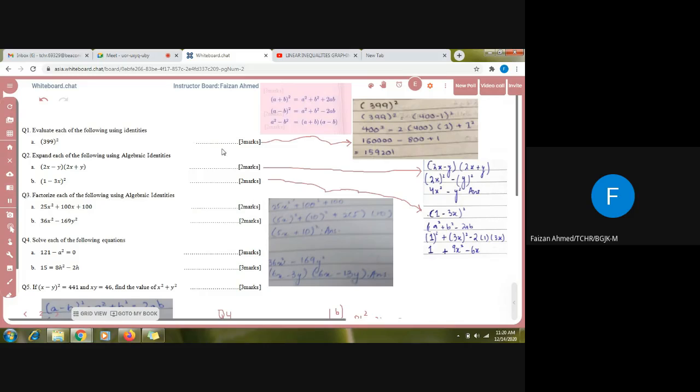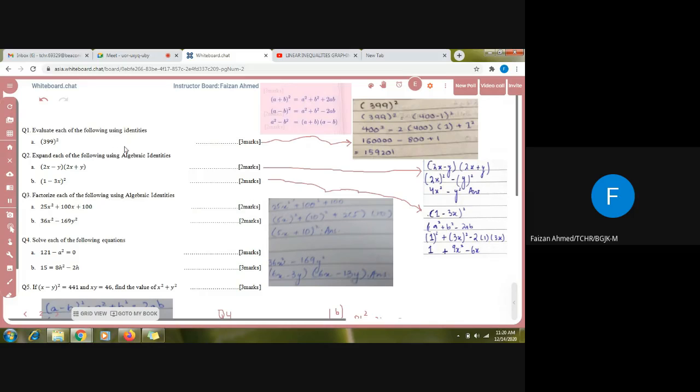This question is of 3 marks. It has only one part. And if you focus on the first word, it is evaluate. Evaluate means you have to find the value, and you have to find the value by using identities. You are not allowed to use a calculator. You are not asked to multiply 399 two times and then write the answer. You have to use identities to find the value.